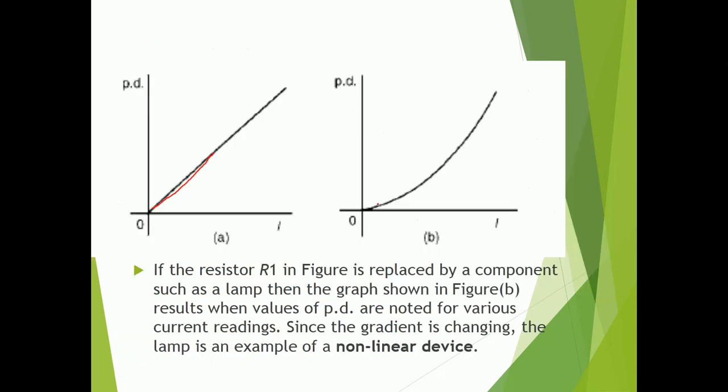On the other hand, if this is not a straight line passing through origin, for example this case, these are known as non-linear devices. So the non-linear devices, the examples are diode, transistor, etc.